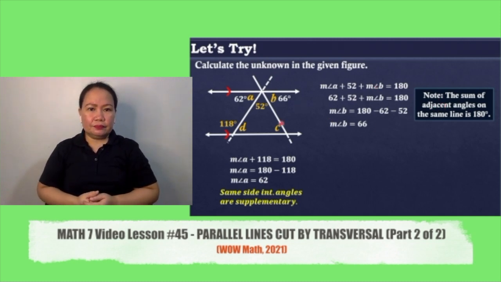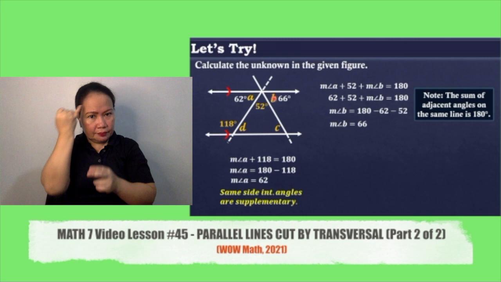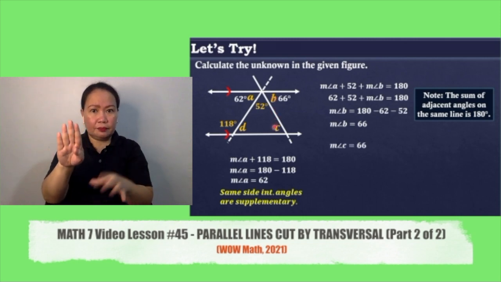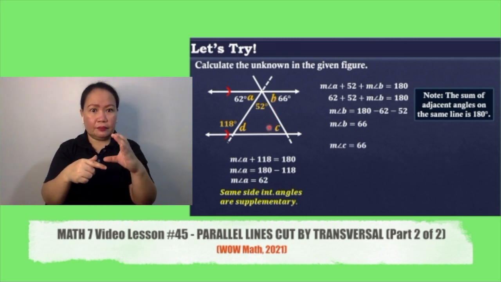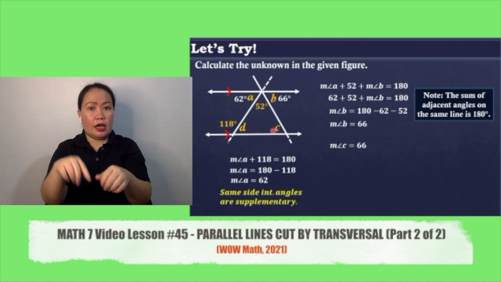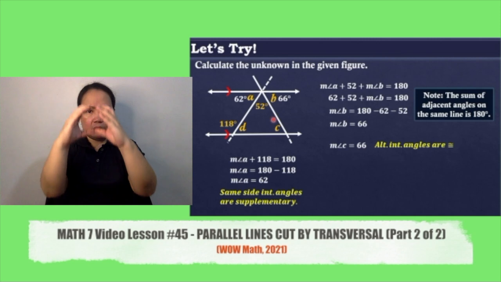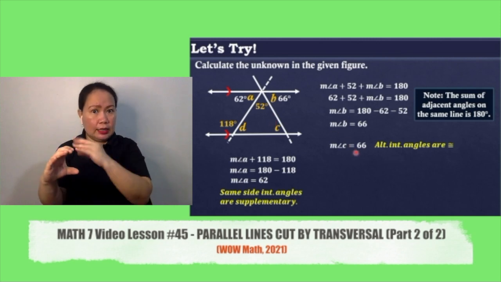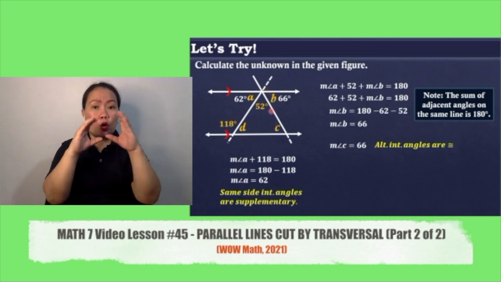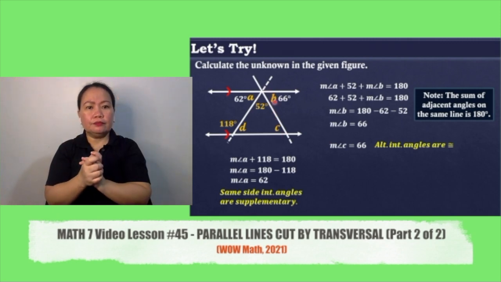Next. So, let's proceed to angle C. Now, si angle C, ang dami mo nang pwedeng gamitin dito. Si angle B at si angle C ay alternate interior angles. Okay, so therefore, kuha mo na agad si angle C. Si angle C ay 66 degrees. Okay, 66 degrees din siya. Why? Kasi alternate interior angles sila. Okay, and alternate interior angles are congruent.